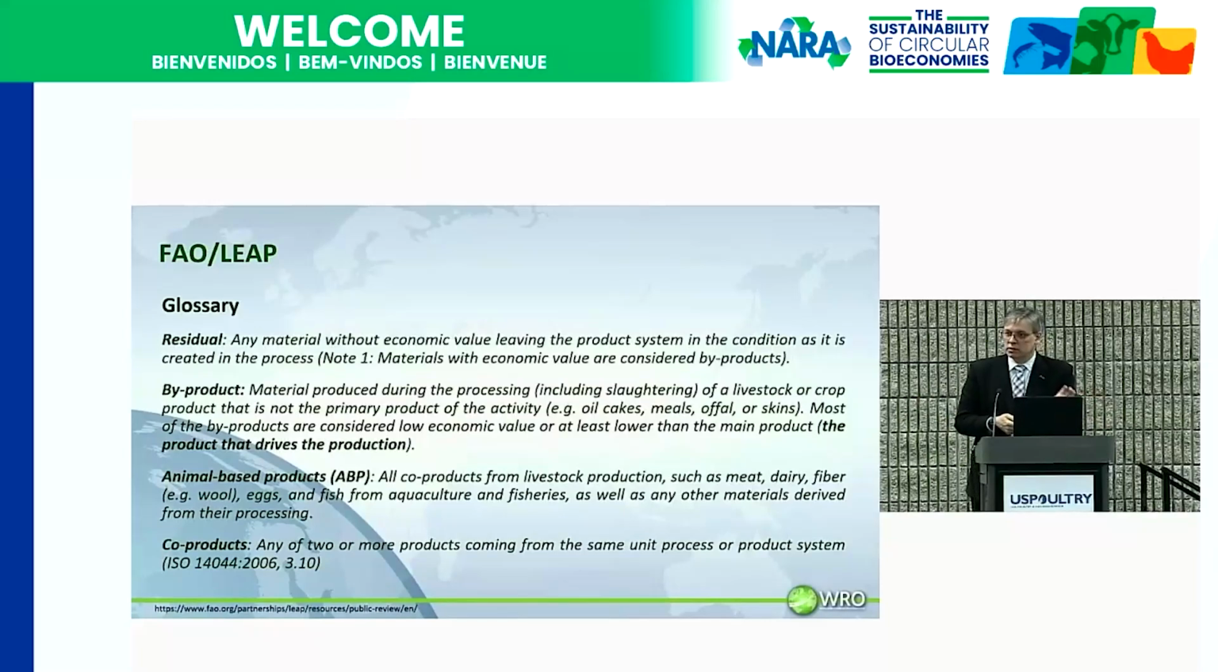Pay attention in this. If you are producing meat, what is your main product? The meat. The intestines, the byproduct, it is no longer a product and it's not a co-product. What is the animal-based product? It's all co-products from livestock production, such as meat, dairy, fiber like wool, or fish or egg. This is the product. And what is the co-product? Any one or two products coming from the unit process. So, driver.